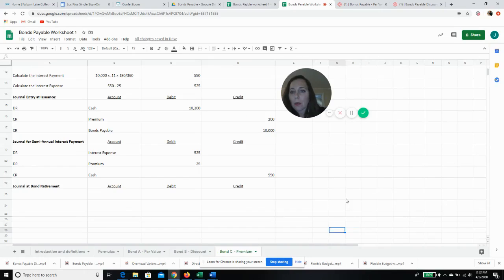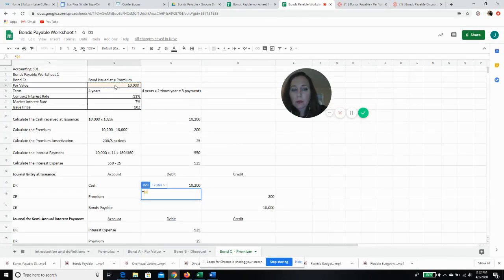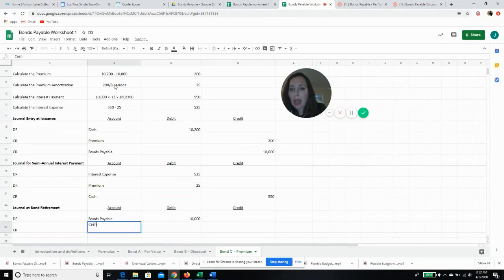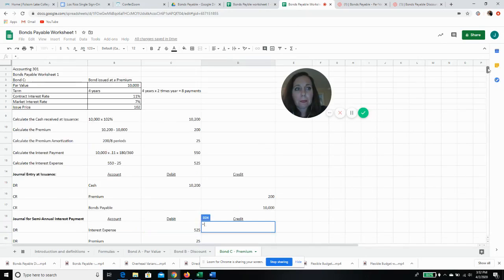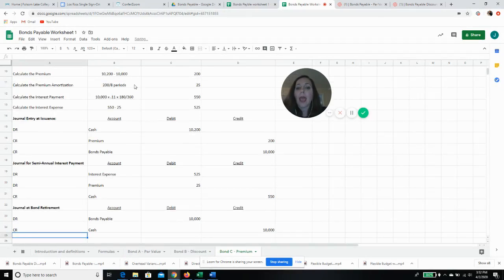Okay. Then we are going to go down and do the journal at retirement. This journal is the same regardless of whether we are issuing a bond at par, with a discount, or with a premium. We are always going to debit bonds payable and credit cash for par value at retirement. So we're going to debit bonds payable for par value, and we are going to credit cash par value. And that concludes our example of issuing a bond at a premium. And that concludes our example for bonds.